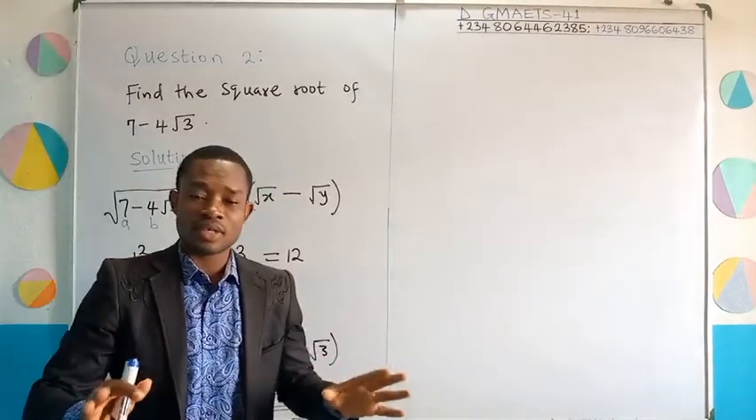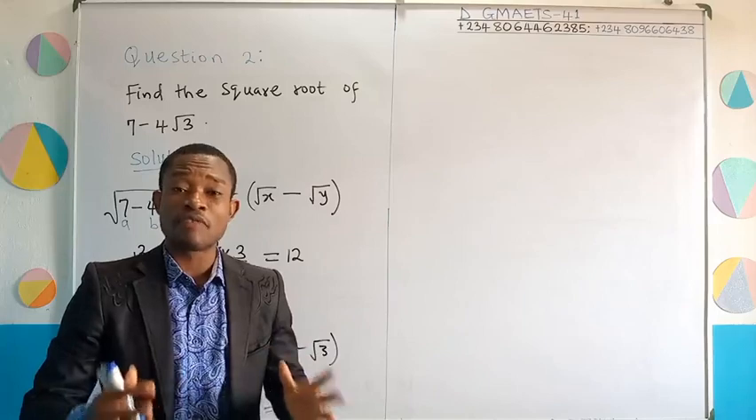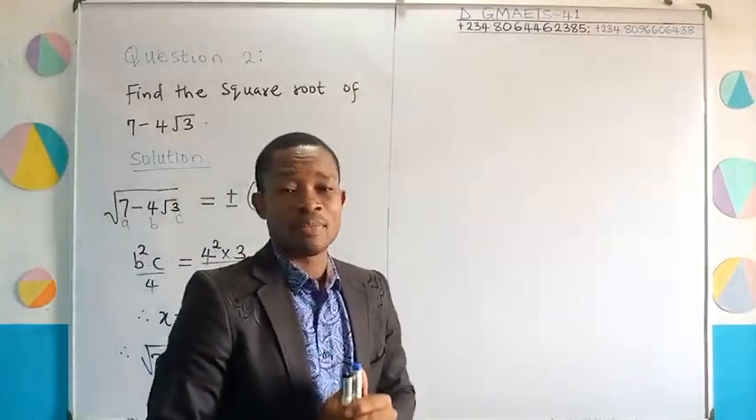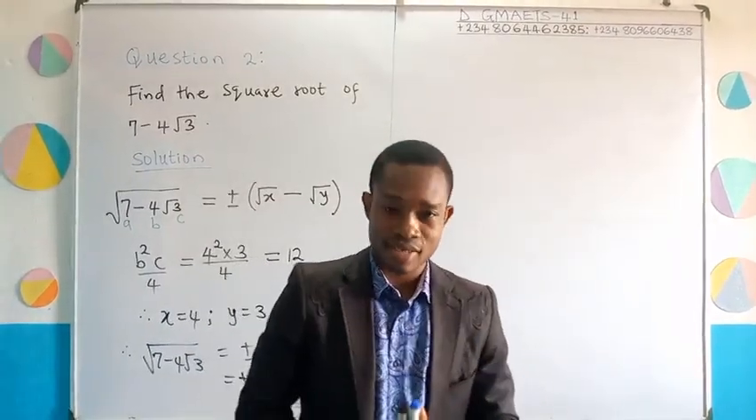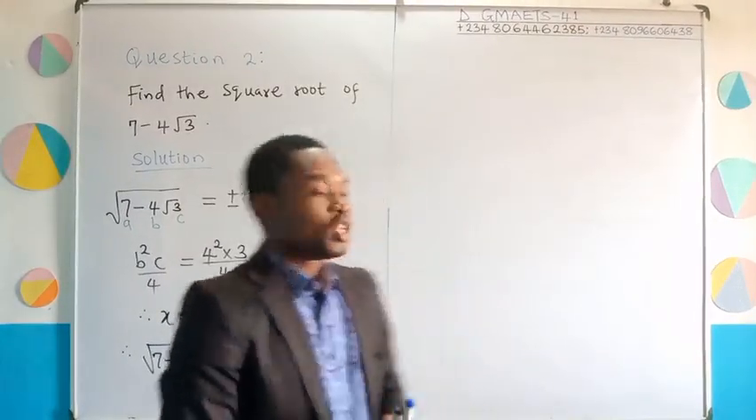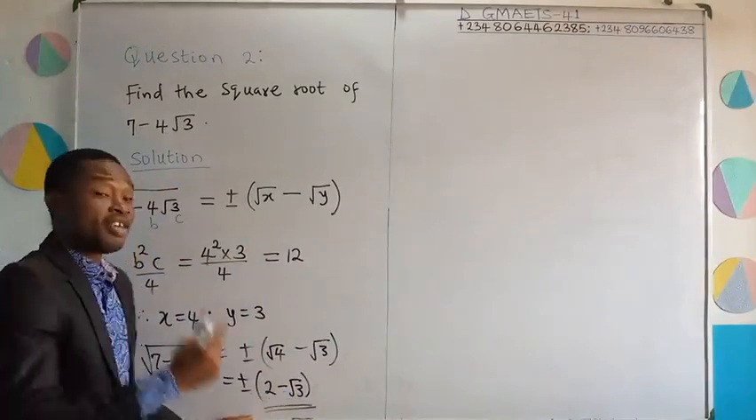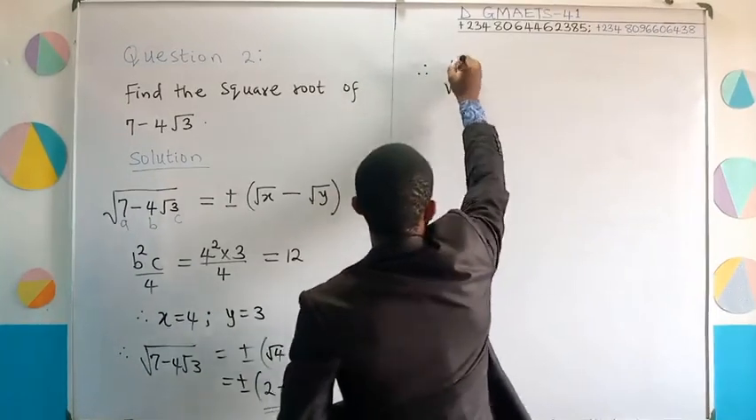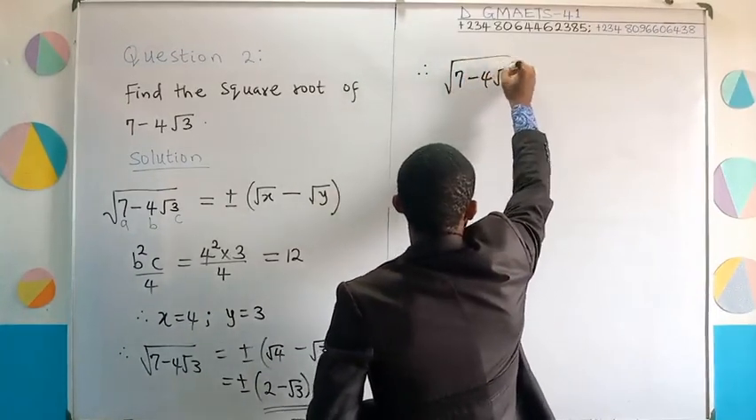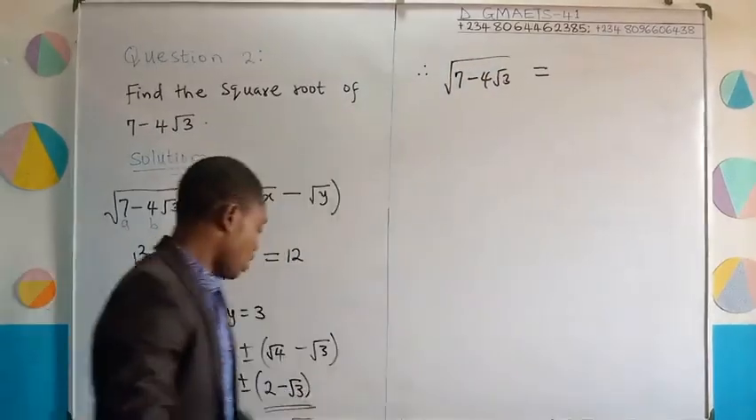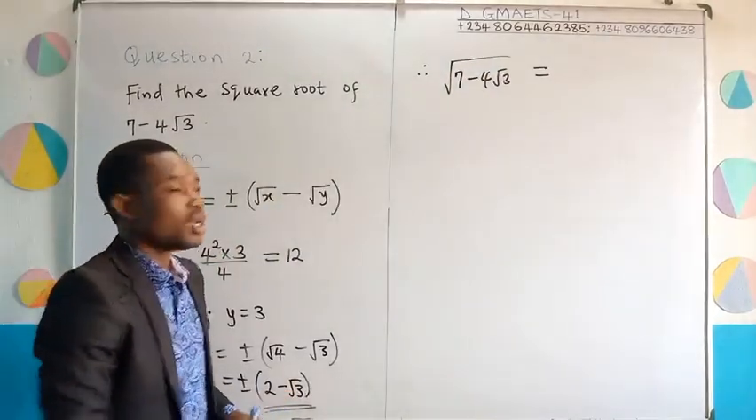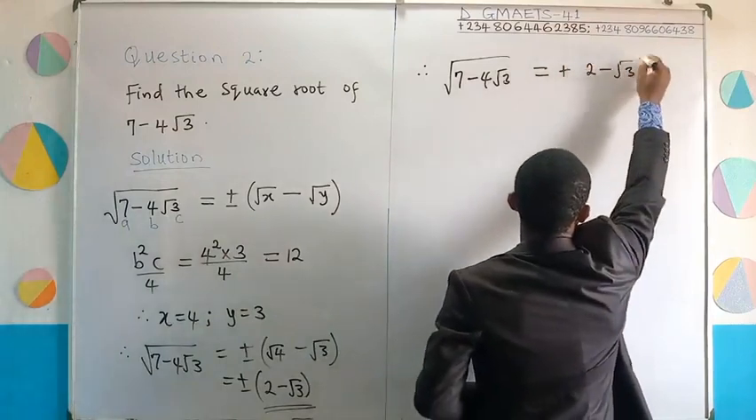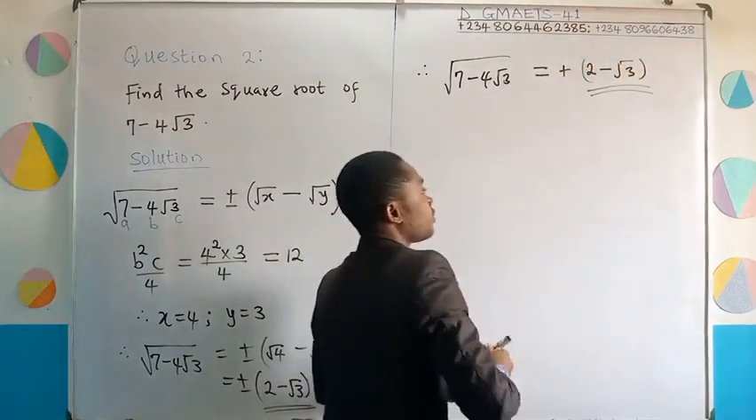But the idea here is this. We always go for the positive value of the square root of a number. The reason is that the square root of a number cannot be negative. Is that okay? It's always positive. So although we have these values here, if we are to pick only one of the values, we could conclude that the square root of 7 minus 4 root 3 is simply equal to the positive value of this term. And the positive value of the term is positive 2 minus root 3. And this is the answer.